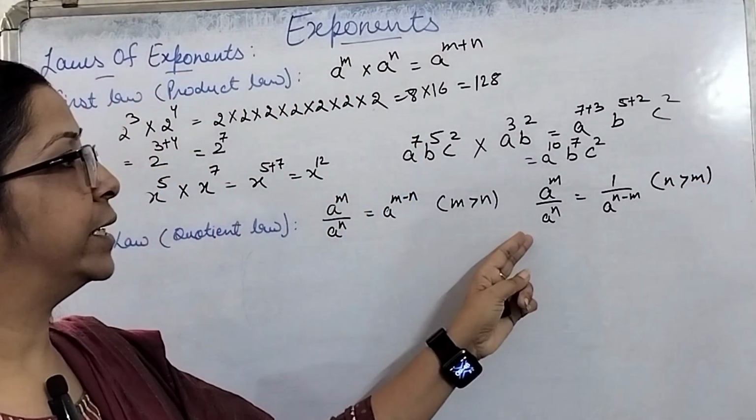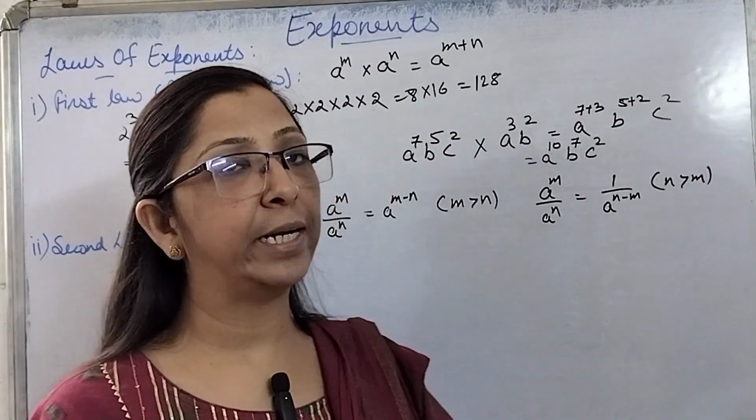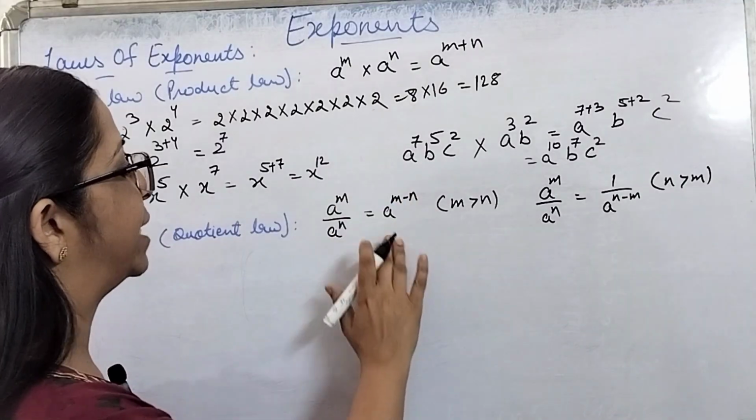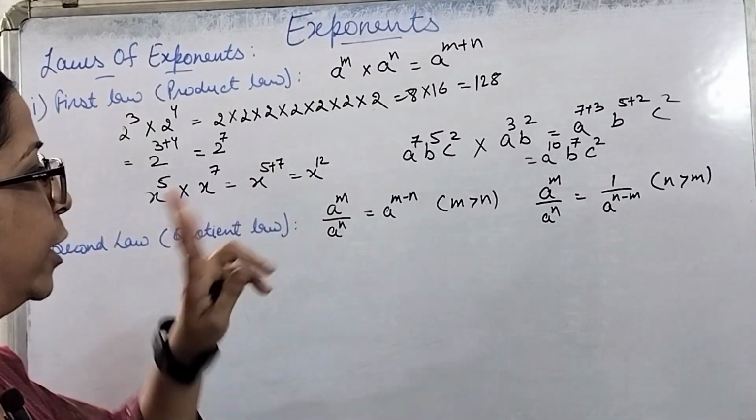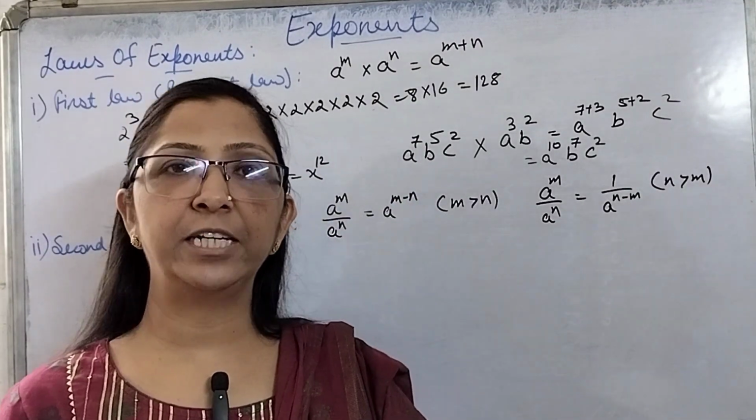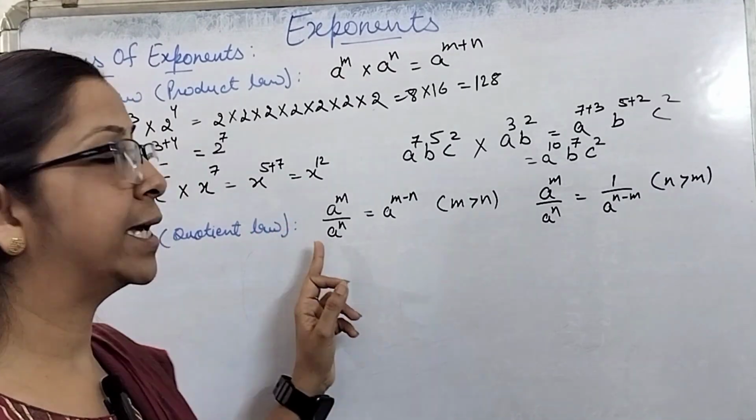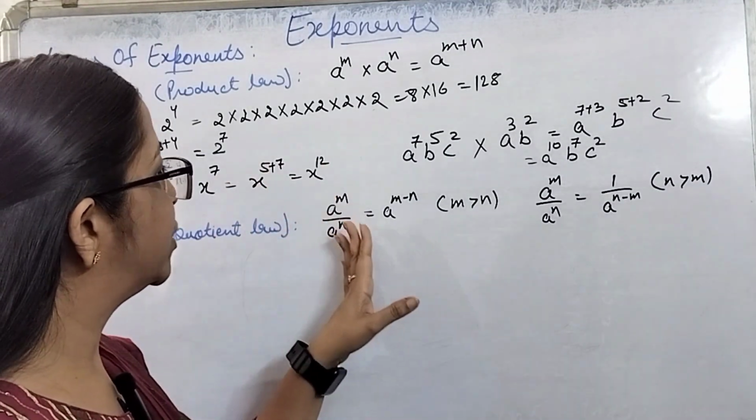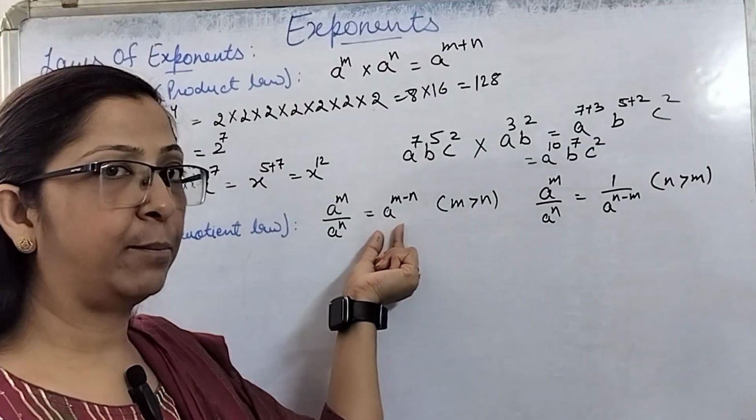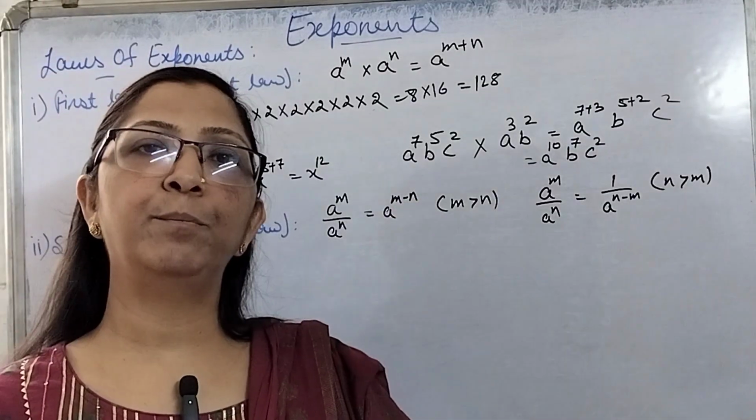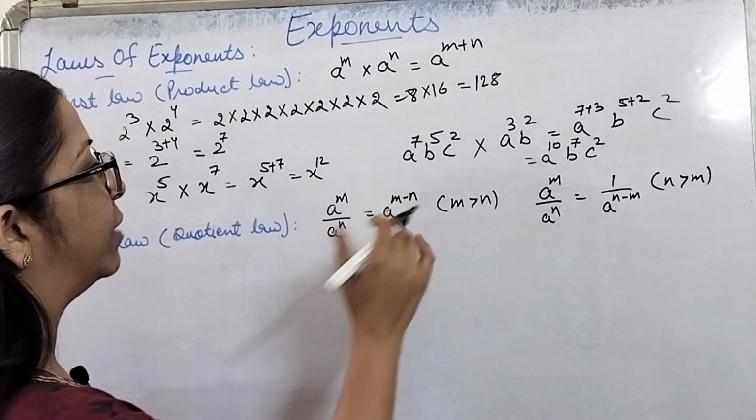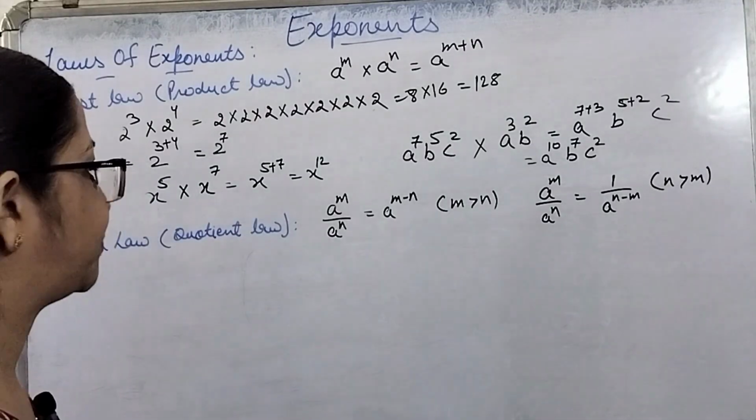So from the bigger index we will be subtracting the smaller index and we will be keeping the same base. That simply means if there are two numbers, we have to divide these two numbers and the two numbers are in the exponential form with the same base, then the quotient will keep the same base and we will be subtracting the powers. From the bigger power we will be subtracting the smaller power.